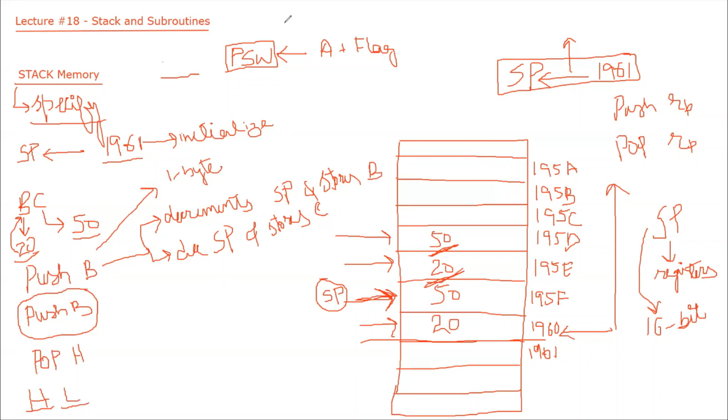So where is our stack pointer currently? Our stack pointer is currently here. So our stack pointer is storing this address, 195D. Now let's see what pop is doing. When a pop instruction is executed, what is happening? We will get data, or we can say 1 byte, from the stack at the stack pointer.